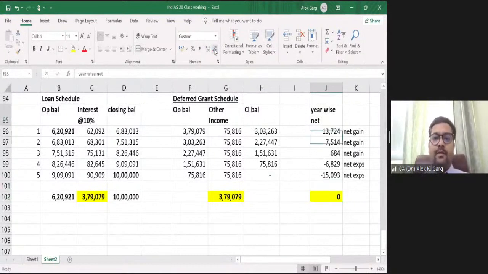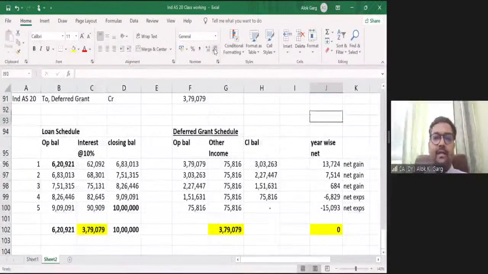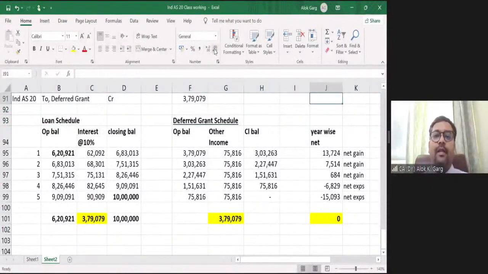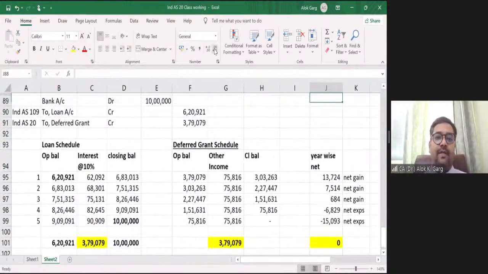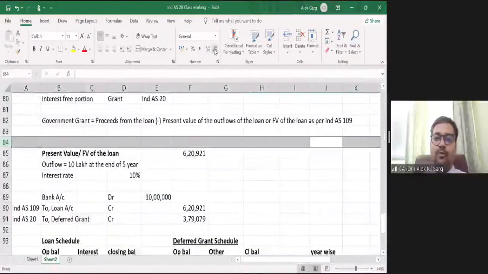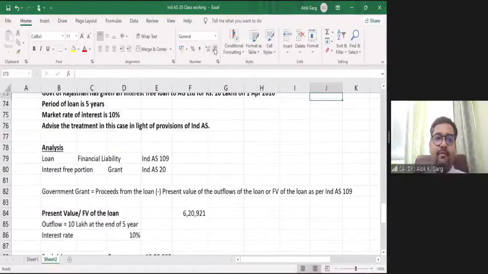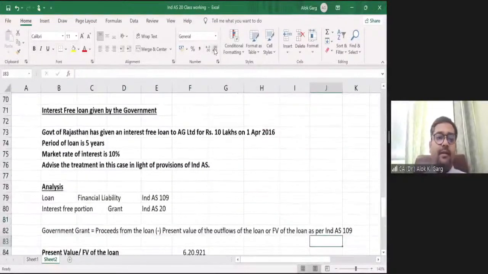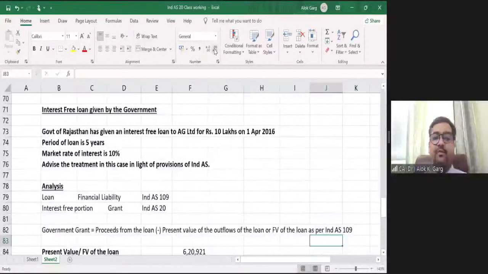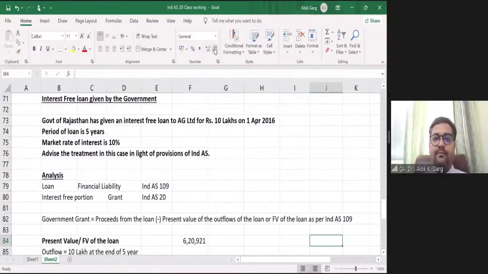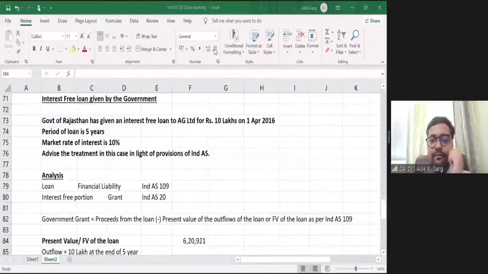Yeah. So friends, students, I hope you have understood the accounting of deferred government grant in case of this interest-free loan or concessional loan. Okay. Guys, are you clear on this accounting? Let me know if you have any issues. Let me know if you have any problem. Friends, let me know. Have you understood the accounting of interest-free loan? Guys, can you quickly confirm?